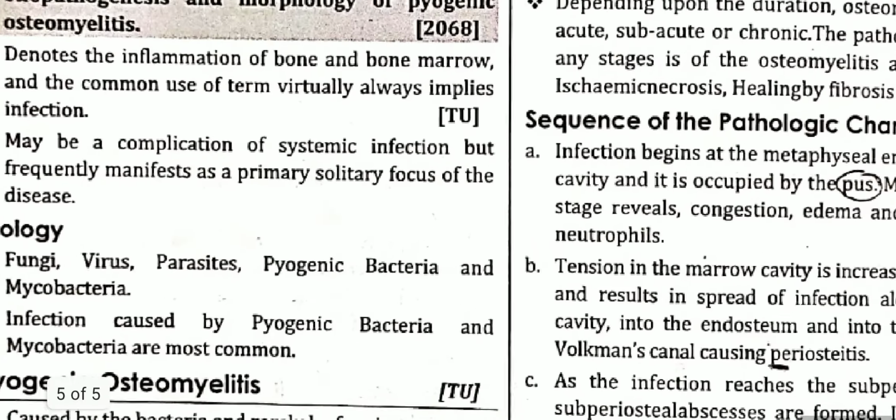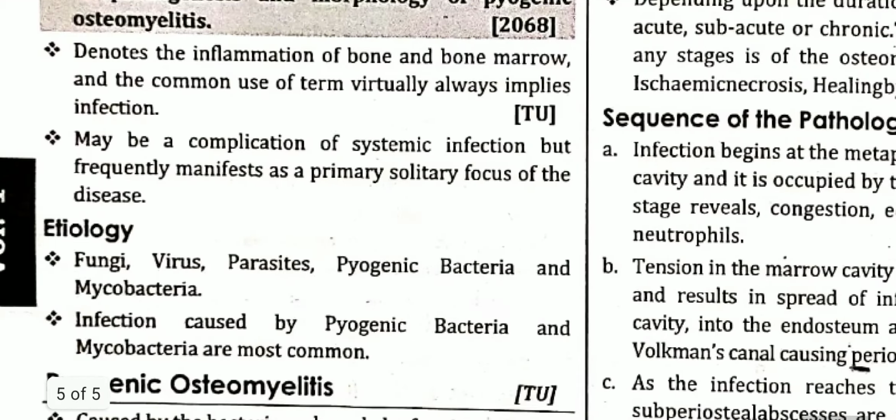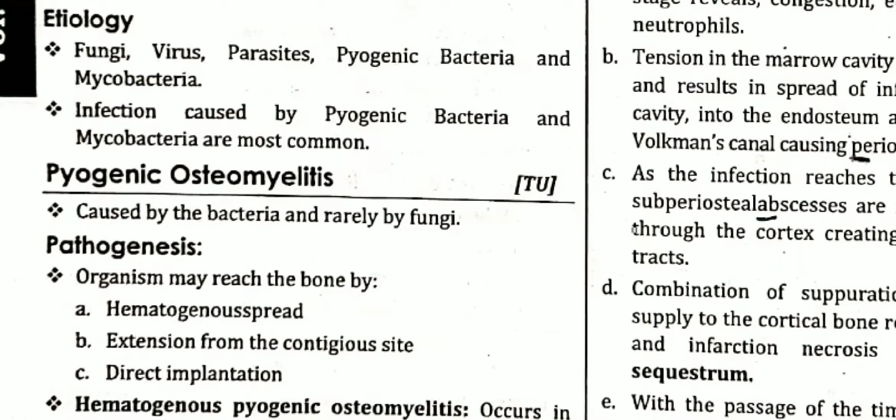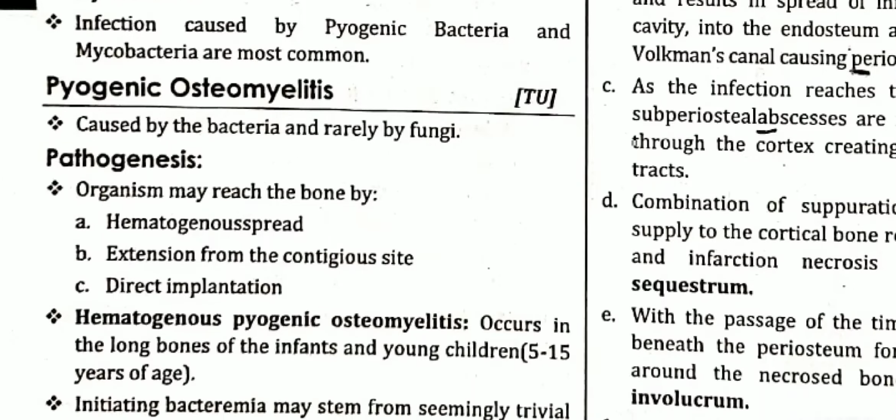Osteomyelitis, the etiology of the osteomyelitis can be fungi, viruses, parasites, or bacteria. The most common etiology is bacteria. The osteomyelitis caused by bacteria is known as pyogenic osteomyelitis. Etiopathogenesis of the pyogenic osteomyelitis is very important.